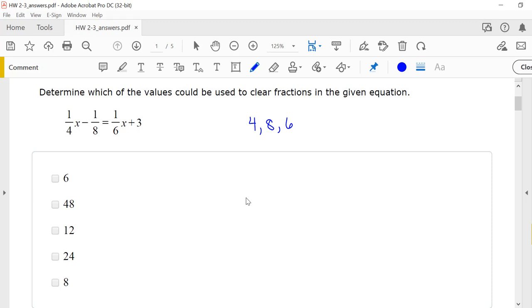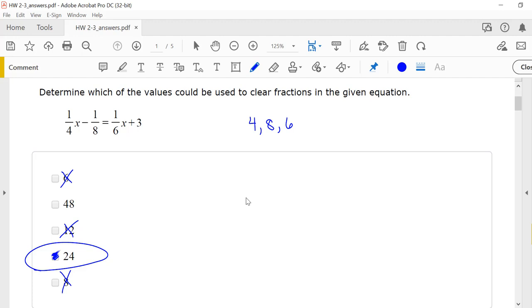Since this is a multiple choice question, go use the answers. 4 will not go into 6, so you know that that's not it. 4 and 8 will both go into 8, but 6 won't go into 8, so that's not it. For 12, 4 goes into 12, 6 goes into 12, but 8 doesn't go into 12. That won't work. Let's go to 24. 24 divided by 4 is 6, so 4 and 6 both go into 24. And how about 8? 24 divided by 8 is 3, so it looks like we have our winner.